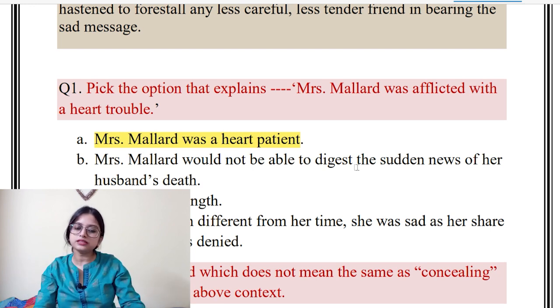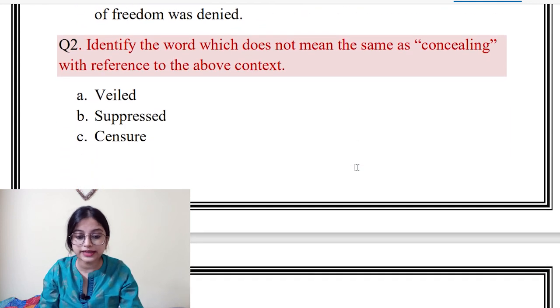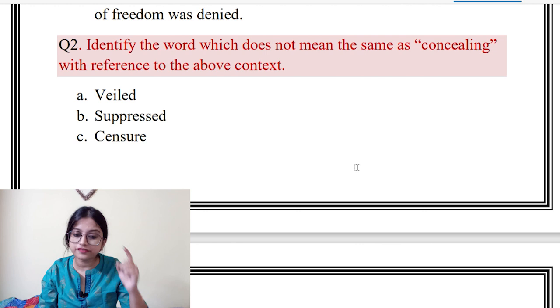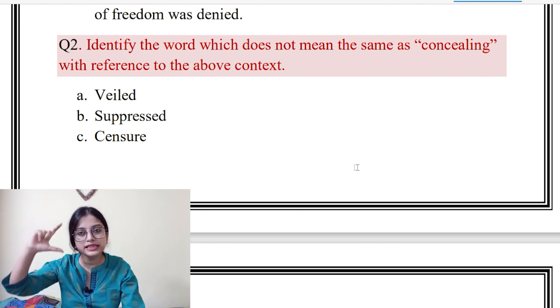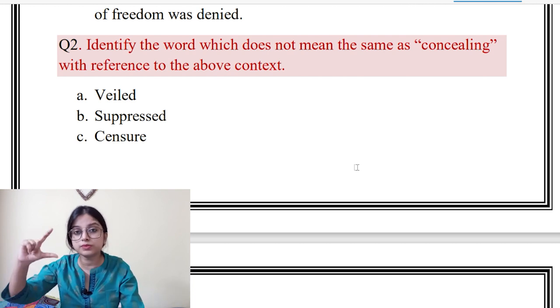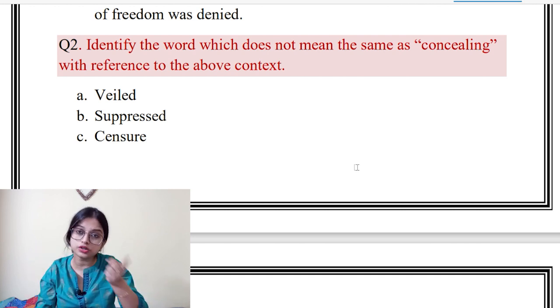So direct meaning is Mrs. Mallard was a heart patient. Question number 2. Identify the word which does not mean the same as concealing with reference to the above context. You see, with reference to the above context, that means in that paragraph, whatever meaning is given of concealing, whatever you understand from that word concealing, you have to see which word does not mean the same.